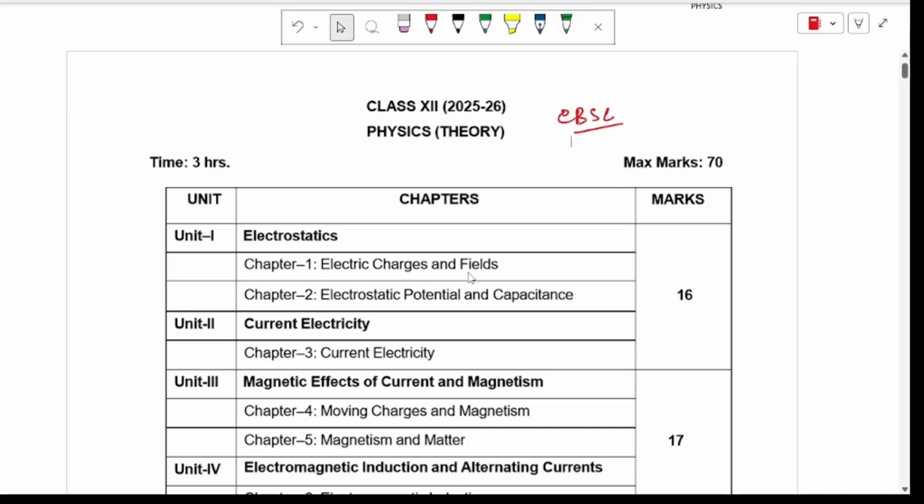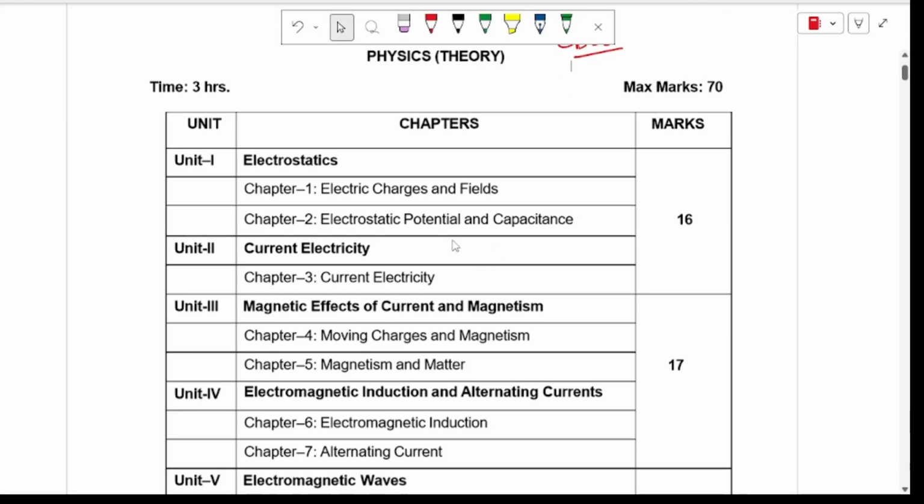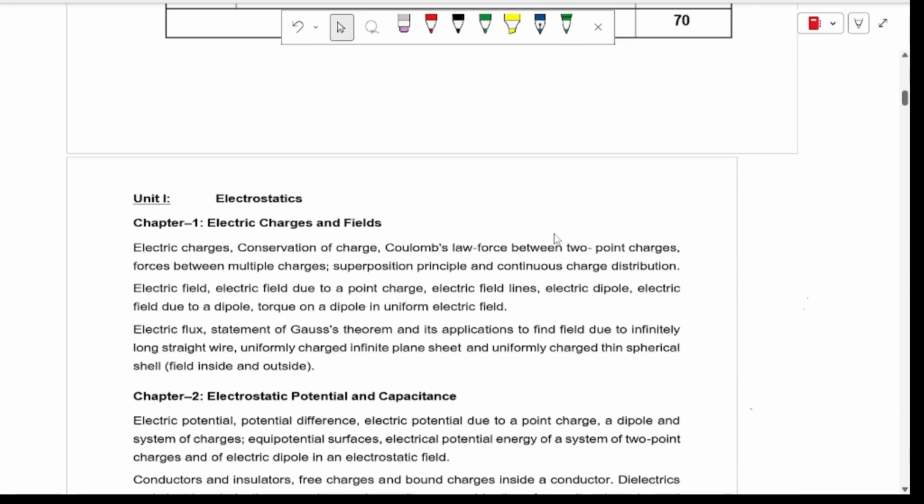So the first chapter is electric charges and fields. Let us consider the charge Q. It will produce an electric field around it, spherically outward. This is the electric field E. In this field, if you put a test charge, suppose the test charge is Q naught, it will experience a force. If they are of the same polarity, it will feel a repulsive force in this direction. So we will try to find out the expression of electric field.